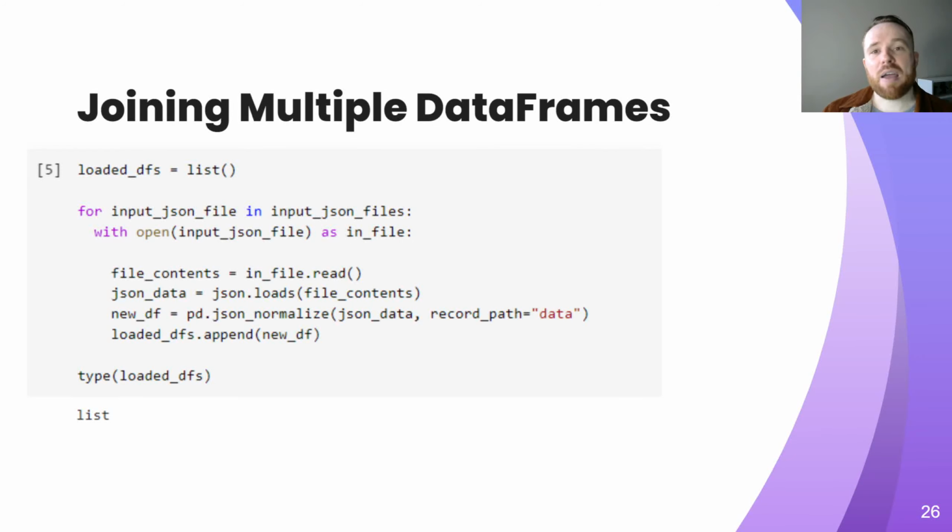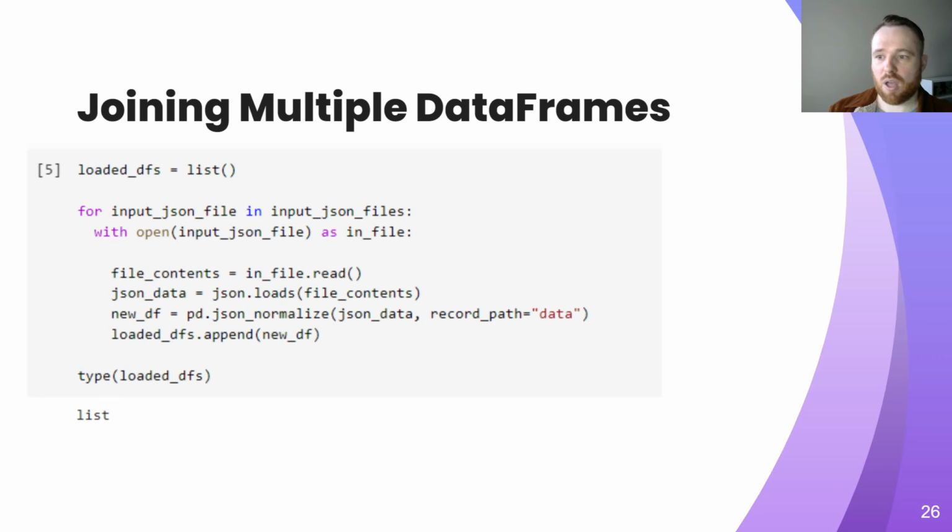So how can we combine these multiple JSON documents that we're going to parse and then put into a pandas data frame into a single data frame? Well, one approach is to have a list, and then into that list, we will append each one of our new data frames.